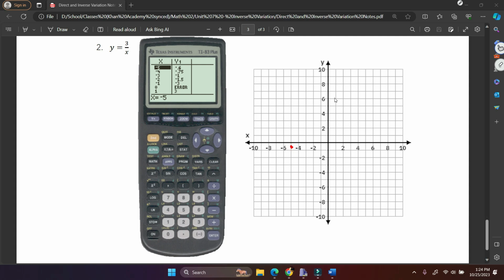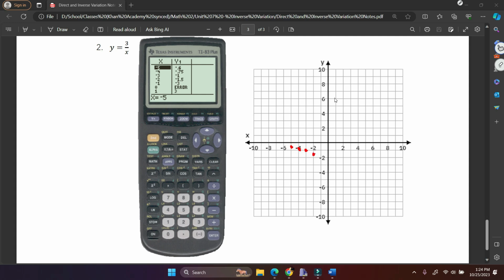All right, our next point is -4, -0.75. So I'm going to go left 4 on the x-axis, and I'm going to go down a little more than I did last time. I'm going to go down 3/4 of a unit. So I'm going to position this just right above the -1 line for the y-axis. Okay, next point is -3, -1. So I'm going to go back 3 and down 1 exactly. Our next point is -2, -1.5. So I'm going to go back 2, and now I'm going to go down 1.5 units.